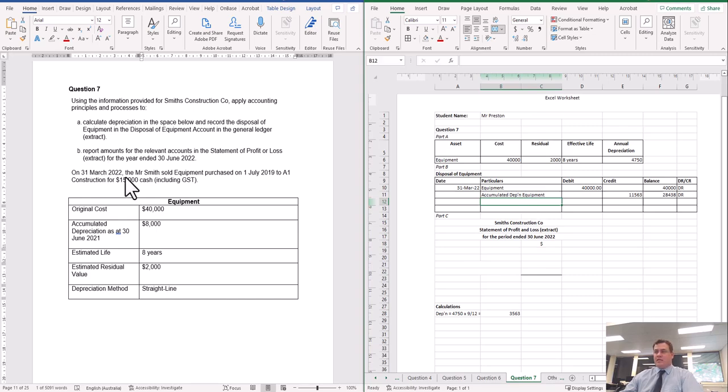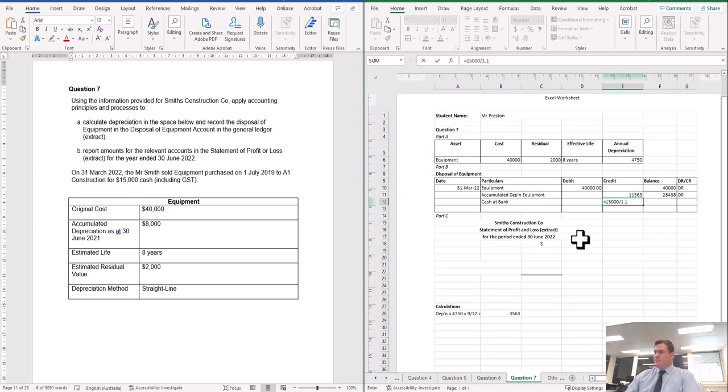So we're selling this equipment to IA1 Constructions for $15,000 cash, including GST. So it's cash at bank, because they're paying us cash for it. It's $15,000 including GST. So it would be 15,000 divided by 1.1 is what we're allocating to the asset, because we have to collect GST when we sell an asset, which gives me $13,636. Now it's got cents in there, so this is going to throw everything out. Just do it like that.